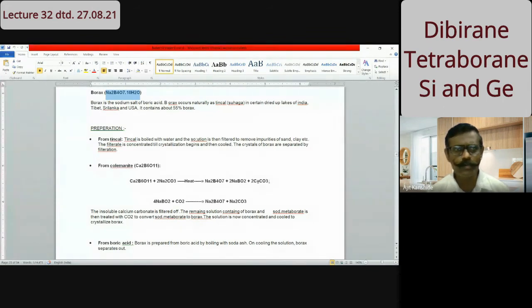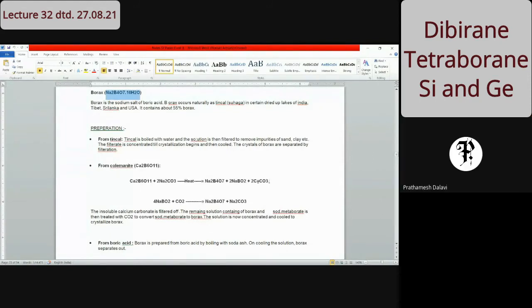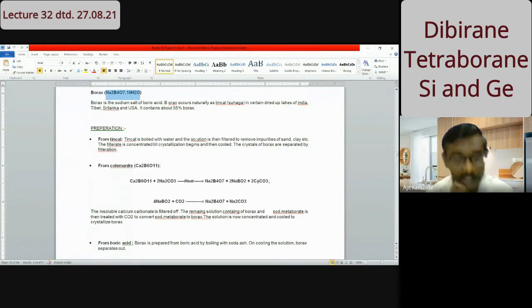Does anybody know the other name of calcium carbonate? Where do you find this calcium carbonate? One material that is used for teaching purposes is rich in calcium carbonate. Chalk. Exactly, chalk, that is calcium carbonate. If you put chalk powder in water, it will not dissolve.